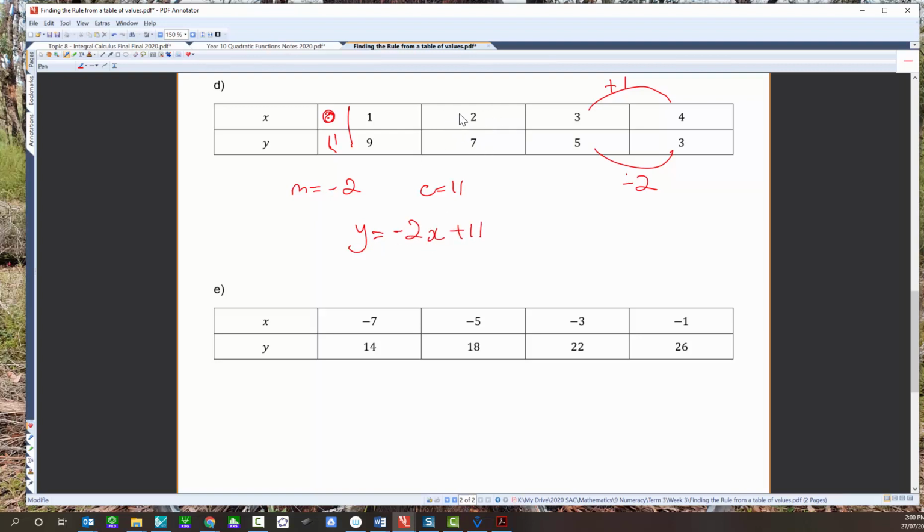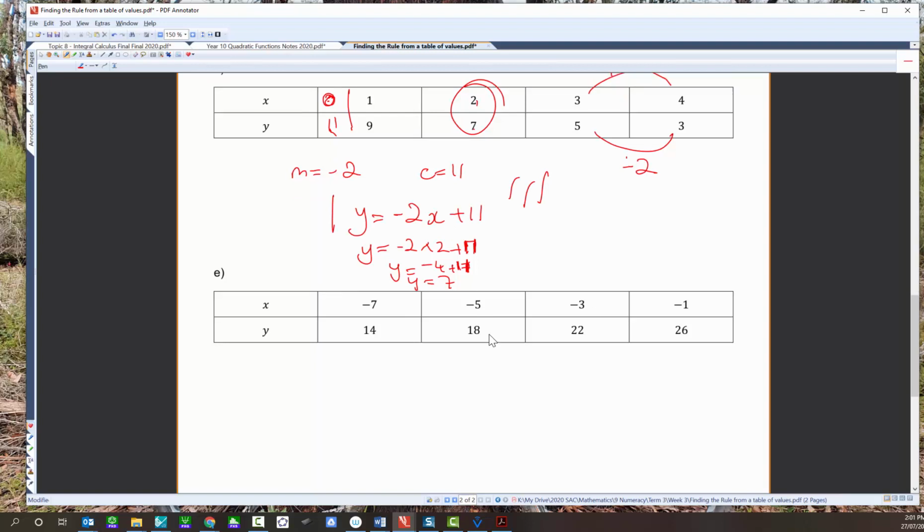Let's try it out on one of the values. I'm going to try this one here. So y equals negative 2 times 2 plus 7. y equals negative 4 plus 7. y equals... 11. I wrote that down wrong. I knew I was about to get that wrong. Negative 4 plus 11 is 7. So this seems to suggest when x is equal to 2, the y value is equal to 7. So my equation, I believe, is correct.